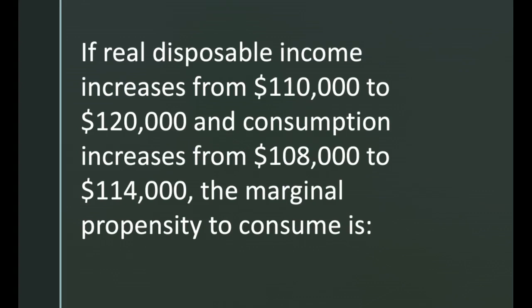If the real disposable income increases from 110,000 to 120,000 and consumption increases from 108,000 to 114,000, the marginal propensity to consume is, and in this case, we would look at it and find out that it equals 0.6. So we would look it up and find out how we're coming up with that equation and write that down so that we have it, and that would be 0.6.